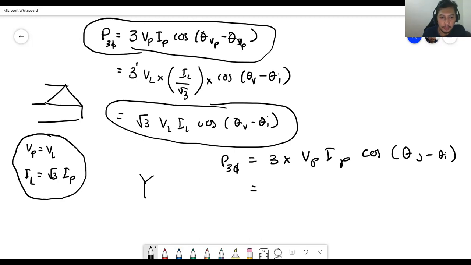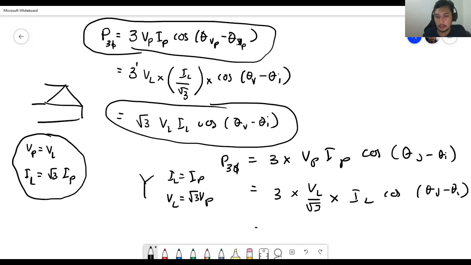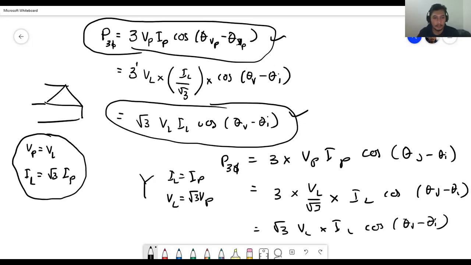We know that for Y connection, I line is I phase, and V line is square root 3 times V phase. So in line terms, V phase will be V line over square root 3, multiplied with I phase, which is I line, cos theta V minus theta I. So this should be square root 3 V line I line cos theta V minus theta I. Meaning that regardless of connection type, whether it is delta or Y, these equations are valid. You can use this for all types of connection. We have already proved it.